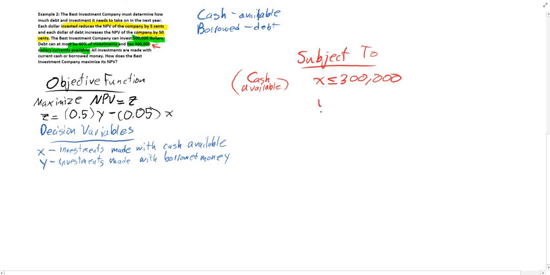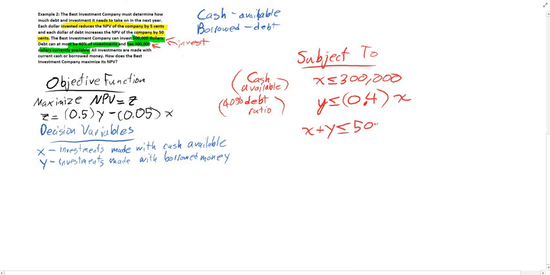Now we need to define our Y, and that always has to be less than. This will be our debt ratio. Let me write that in there. That's, of course, a 40% debt ratio. Y must always be less than 40%, 0.4, of your total investments made. 0.4 times X. And then the total amount currently available to invest is right here. It's 500,000. So your X plus your Y has to be less than or equal to 500,000. So that's our total investments constraint.